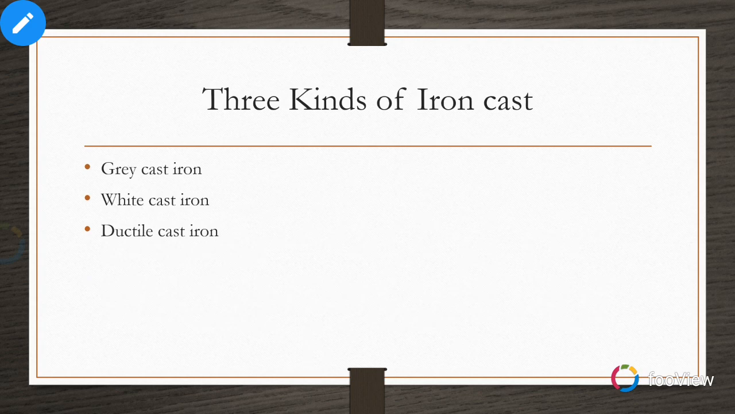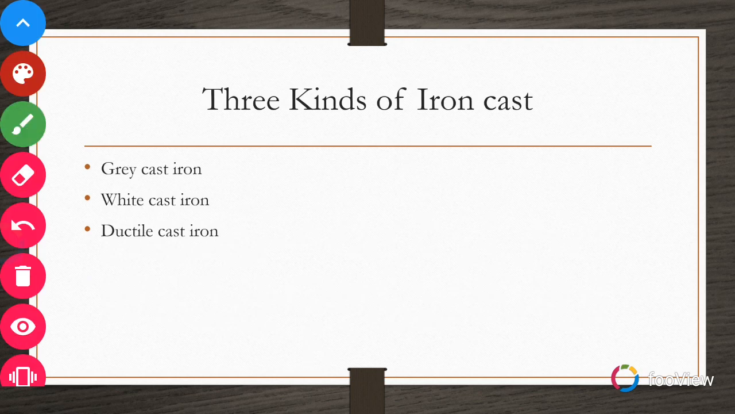Kinds of cast iron. There are three common types of cast iron. We have the gray cast iron, which is the most commonly used cast iron based on its weight. It has a gray appearance. We also have the white cast iron and then the darker cast iron.